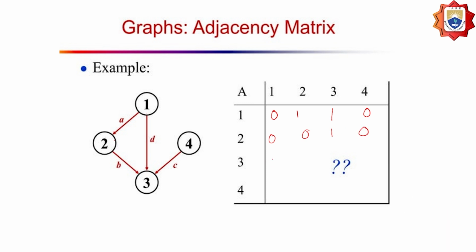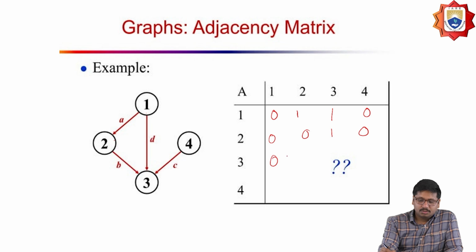3 to 1, so no edge. 3 to 4, there is no edge, and I have an edge 4 to 3, so the remaining should be 0.